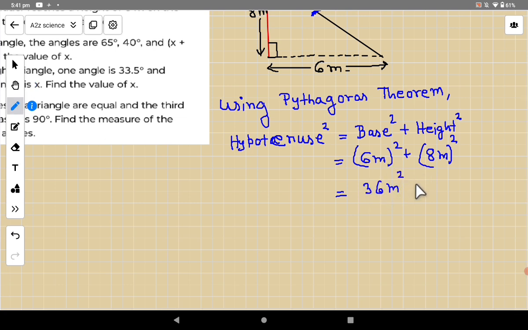36 meter square and 64 meter square. So it will be 100 meter square. See, this is hypotenuse square. This is hypotenuse whole square.